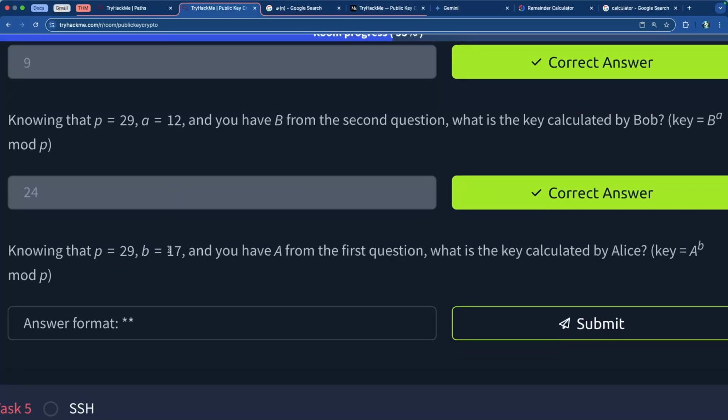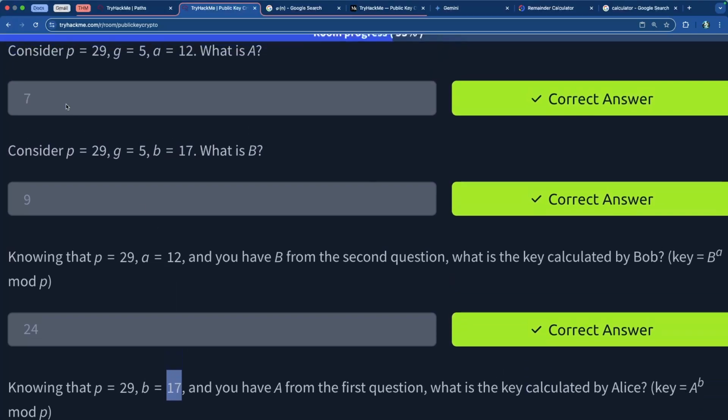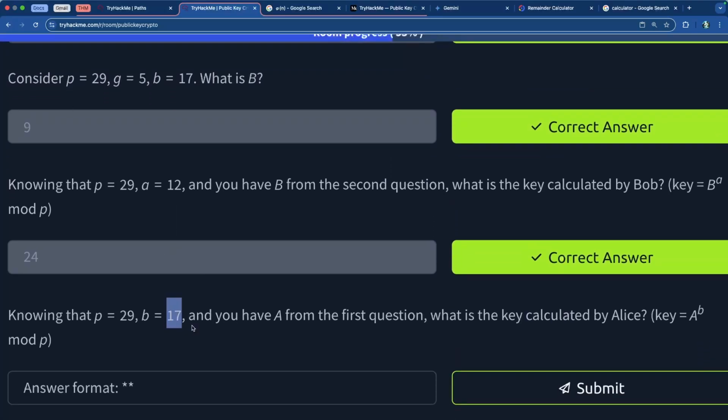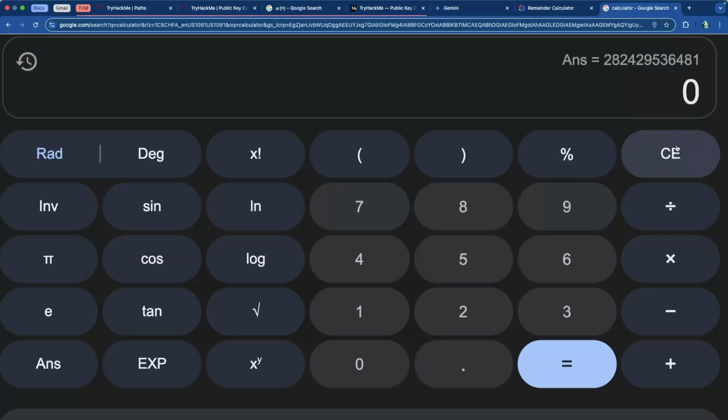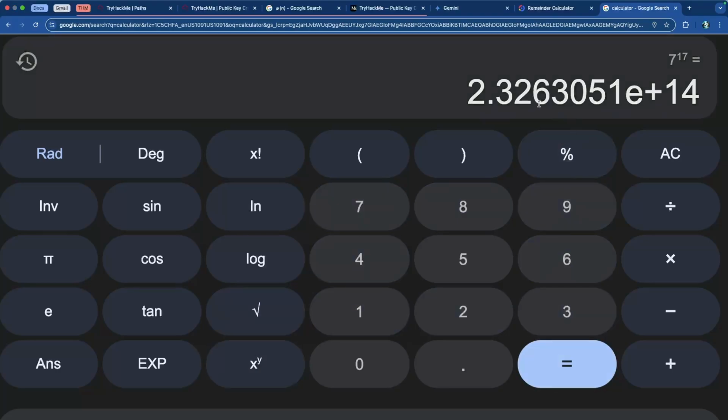So knowing that this is this and B is 17, and we have A from the first question, what's the key? So A to the power of B, so A to the power of 17, and A is 7. So 7 to the power of 17, and then divided by 29. So let's do that. Clear this out. 7 to the power of 17 equals that. Oh my gosh, that's really long.